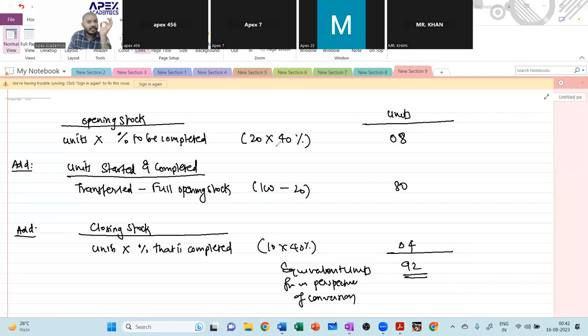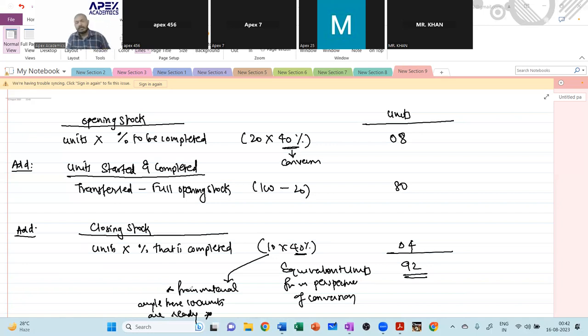Please understand, this 40% work you have done, or that you have to do, is only for conversion. But from the material angle, these 100 units are ready. Please understand that. Take a screenshot. I forgot, the question was 60, no? 60, I think. Take a screenshot.